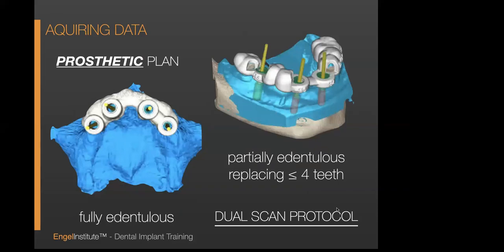So for purposes of separation, we're going to call partially edentulous anything that has 4 available implant sites or less, okay? And then we'll treat fully edentulous a little bit differently. But nevertheless, they're both dual scan protocol. Okay.